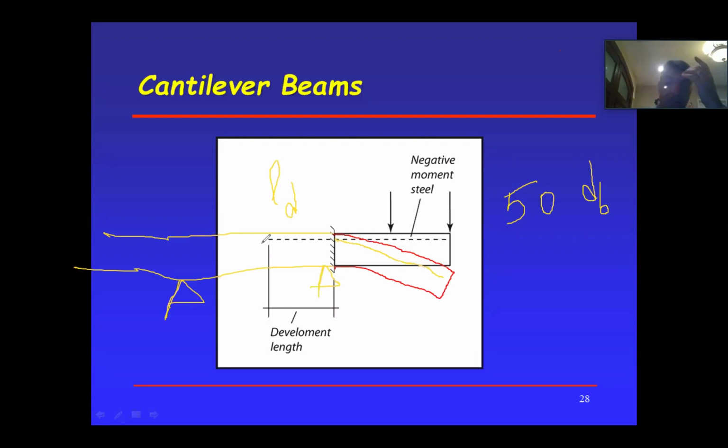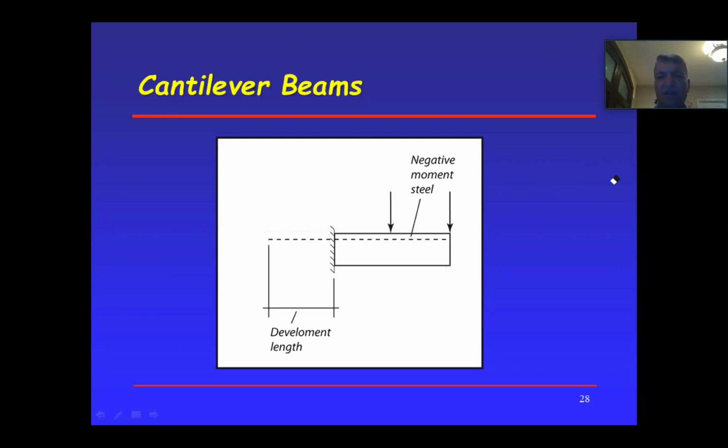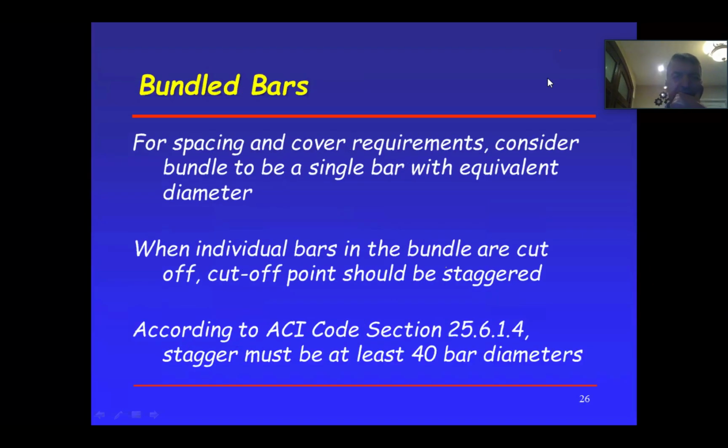You will see when we do the examples, most of the time this number is going to be very close. So please write it down. As a rule of thumb, your LD needs to be approximately 50 times the diameter of the bar that you're trying to extend. Any questions? So that's the development length before we start discussing that. All right, let's go back to where we started talking about it.